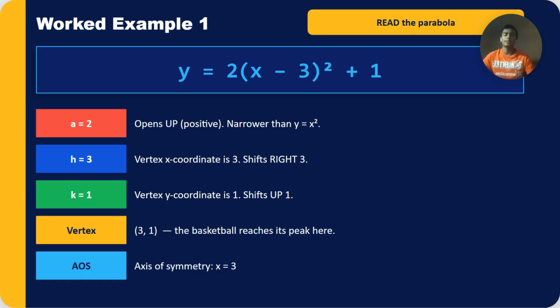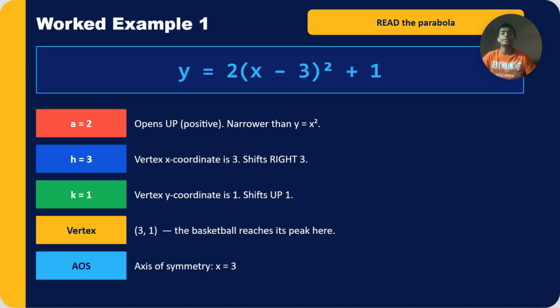So let's have a worked example. Let's read this equation. y equals 2 times (x minus 3) squared plus 1. First, a equals 2. Positive, so it opens up. And since 2 is greater than 1, the parabola is narrower than the basic y equals x squared.